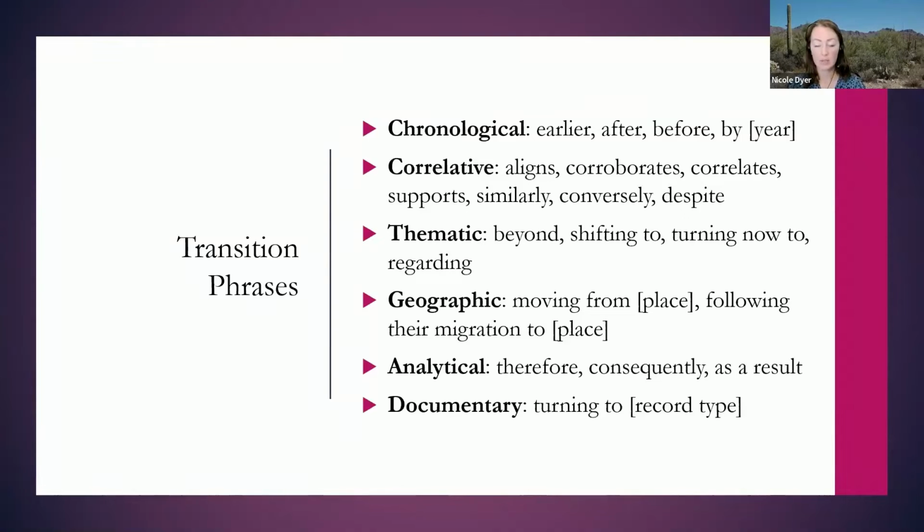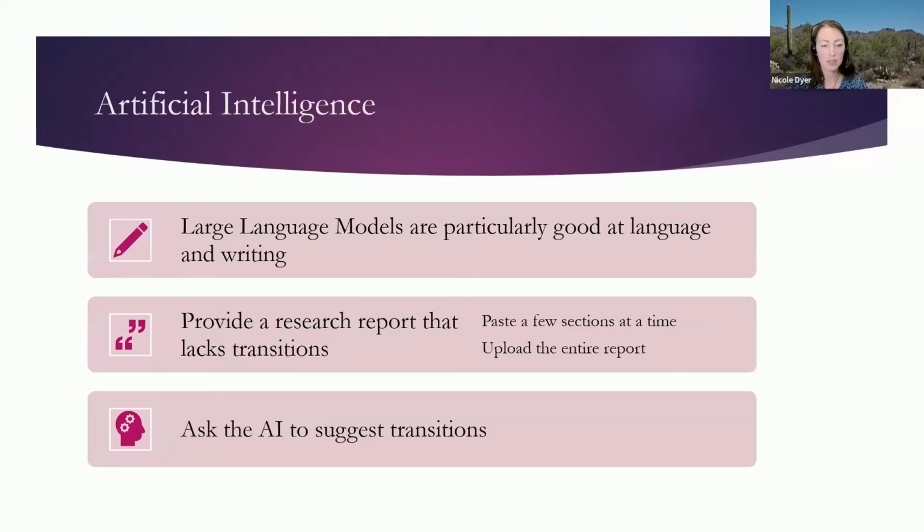Now, one way to speed up the process of writing transitions is to use artificial intelligence. So these tools, large language models, are very good at language and writing. And so anytime you have rough notes about your findings and you can paste them into a large language model, you can then work with that to smooth out the writing, add transitions, add summaries, add anything that you think will help the reader when they're reading it.